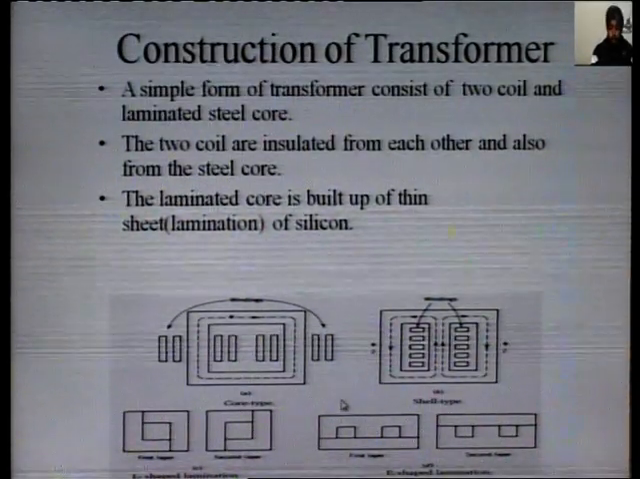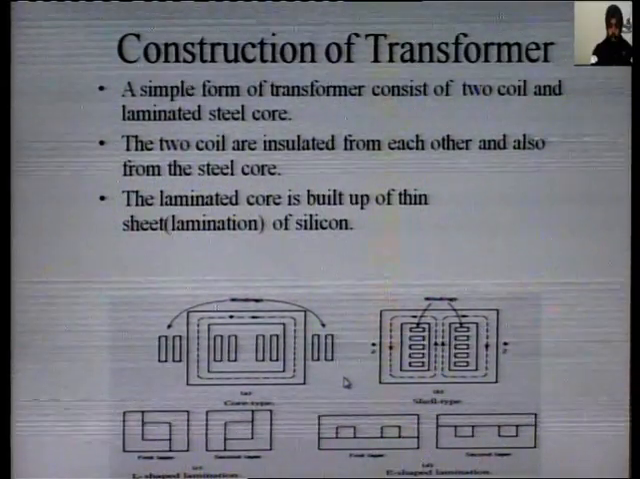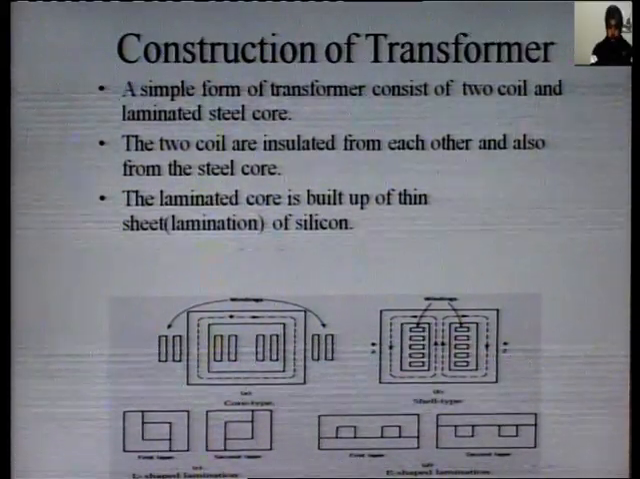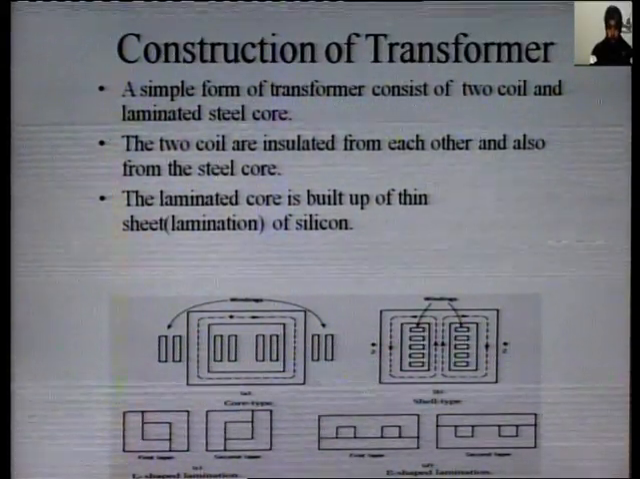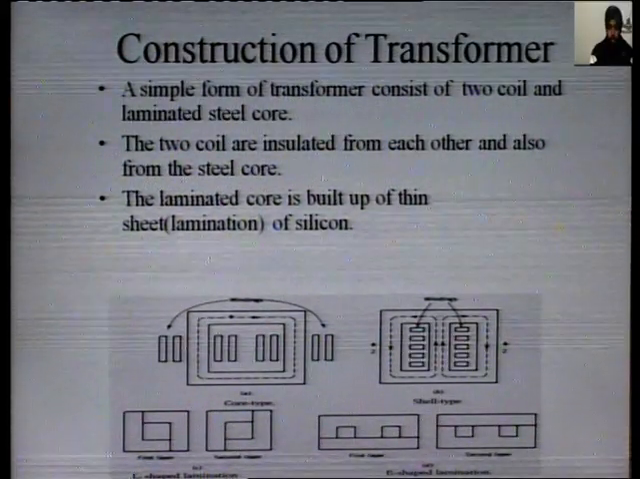Construction of transformer. A simple form of transformer consists of two coils and a laminated steel core. The two coils are insulated from each other and also from the steel core. The laminated core is built up of thin sheets of silicon steel.